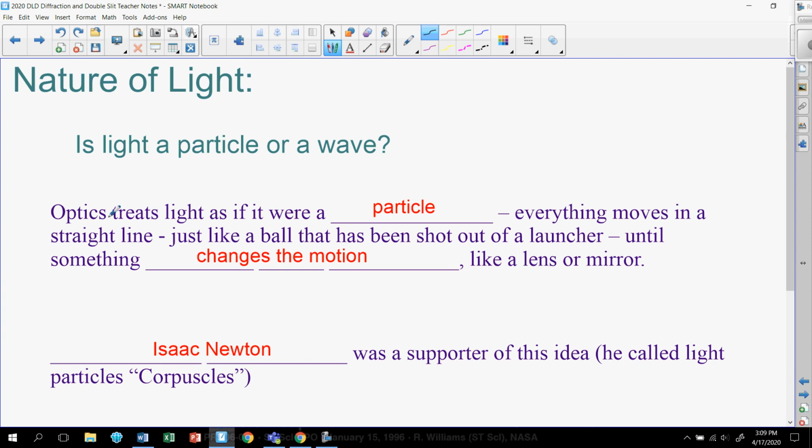All right. Sir Isaac Newton was a big supporter of this idea. He called these light particles corpuscles. I don't need you to know that word, but it's kind of fun.